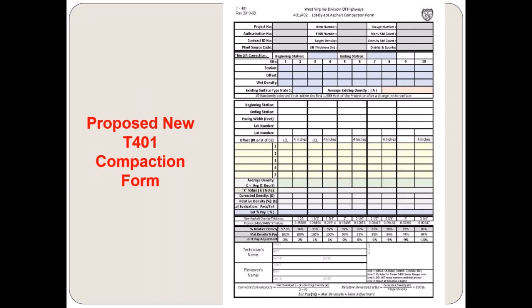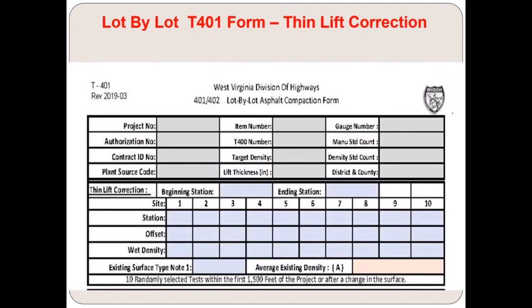Here's an example of the new T401 form that we're going to be using. All of our thin lift correction data will go into this upper third area. This is blown up, and we'll look at where to put our numbers. We're going to assume a project is starting at 0+00. So a 1,500 foot section gives us 15+00. We'll come up with our random numbers for target locations.